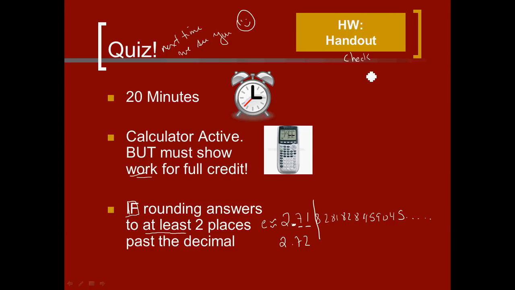Alright, so if you remember yesterday's lesson, or Tuesday's lesson, was on exponential graphs, and we talked about the slide swooshes.